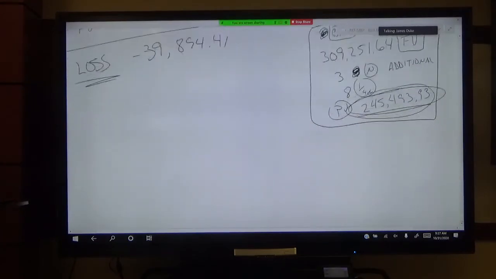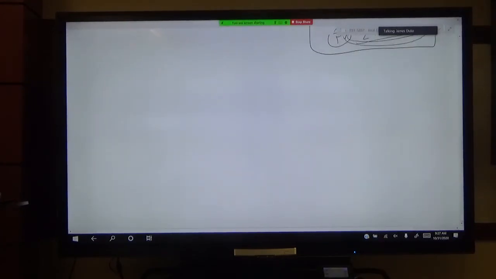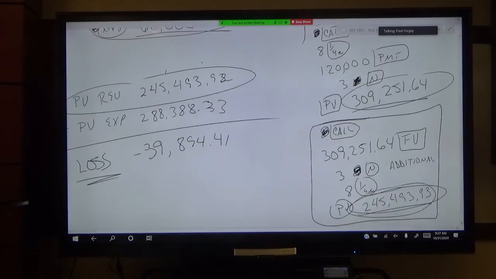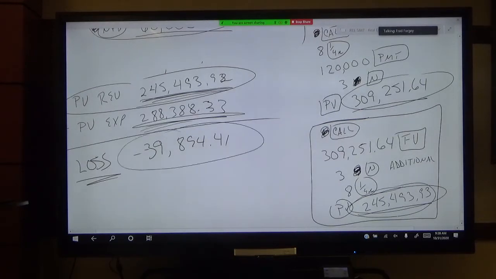Mr. Forget, I have a question. Where did the 39,894 come from? That's just subtracting the present value of the expenses from the present value of the revenues. So in other words, you have a loss. If you look at this from our purposes, this is in essence your loss. So why shouldn't that number be 42,894?